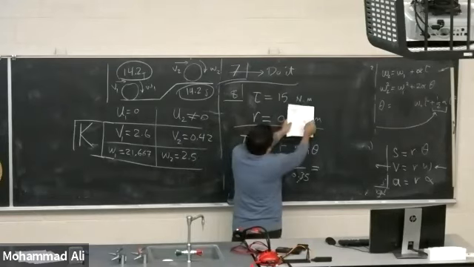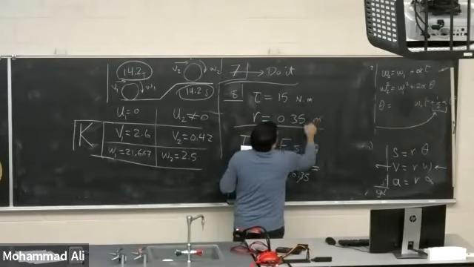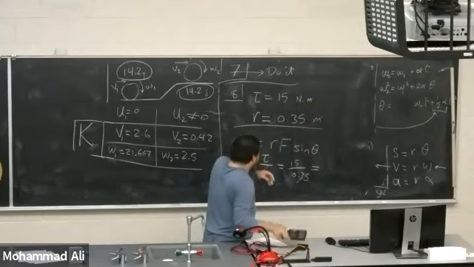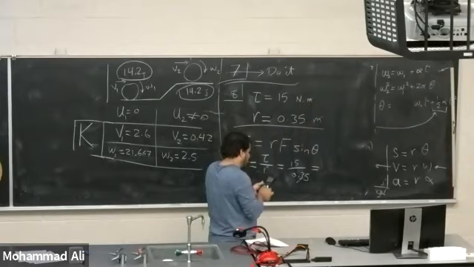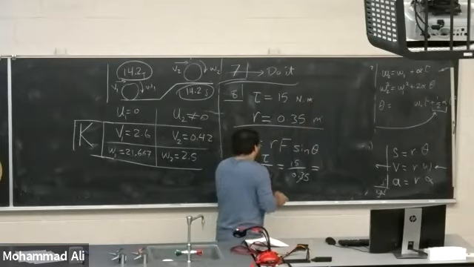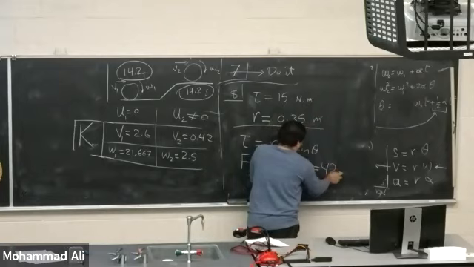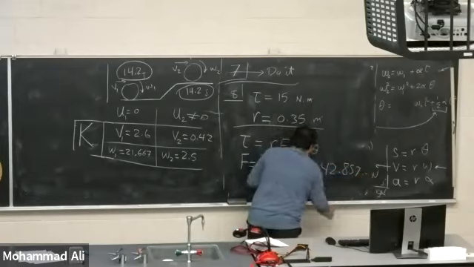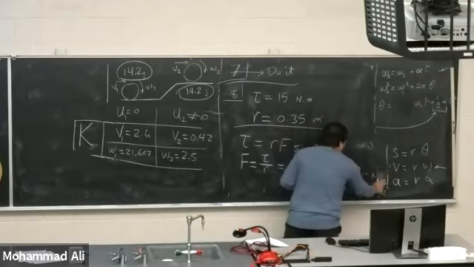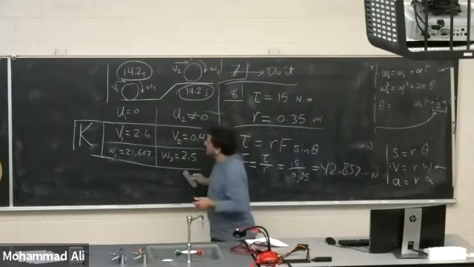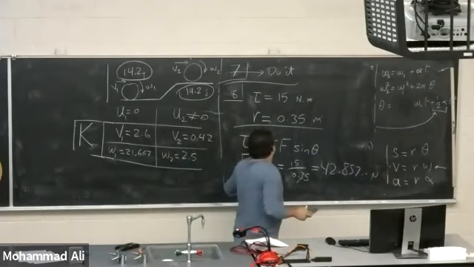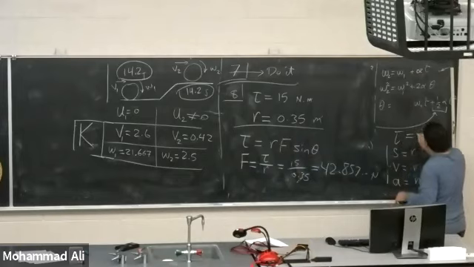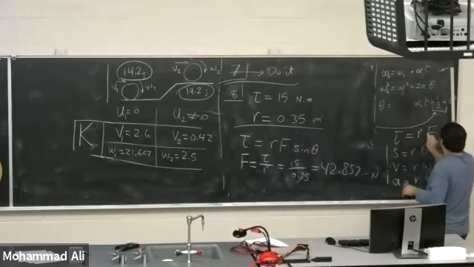This is newtons over meter over meter. So meter will cancel with meter. The unit will be just newtons. So 15 over 0.35 is 42.857 something newtons. Right? Simply, you can add this to this. We have the torque is equal to the radius multiplied by the force.